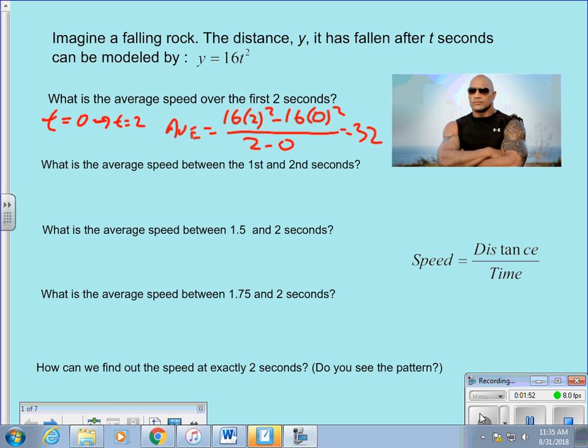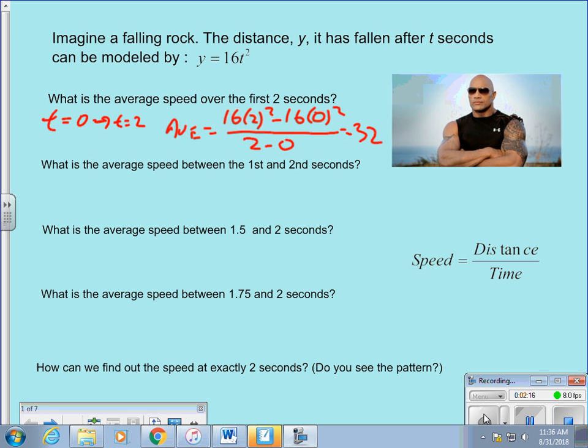Now, here's what I would like you to do. Answer the rest of those questions. What is the average speed between the first and second second? What is the average speed between 1.5 and 2 seconds? What is the average speed between 1.75 and 2 seconds? Take a minute, work those out. Get a calculator, do it on that, not in your head.